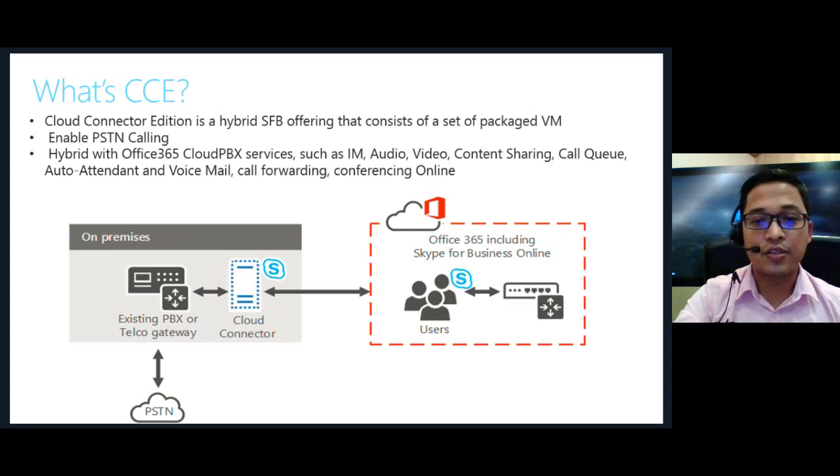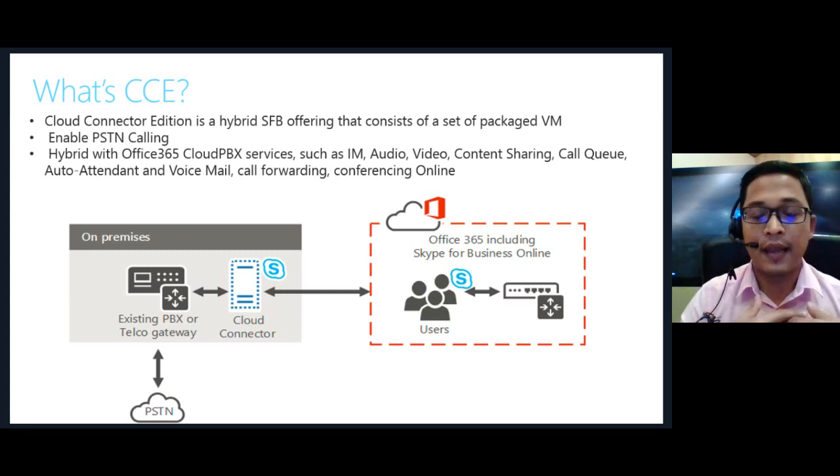If you can see in the picture, on the right-hand side, Skype for Business Online is already in place, and it is the out-of-the-box offering from Microsoft Cloud. Then you implement CCE appliances, which I will talk about a bit more later, in your on-premises environment, and integrate them with your existing voice gateway or session border controller, so that you can have the whole ecosystem of Cloud PBX features such as calling and content sharing, plus PSTN calling together.